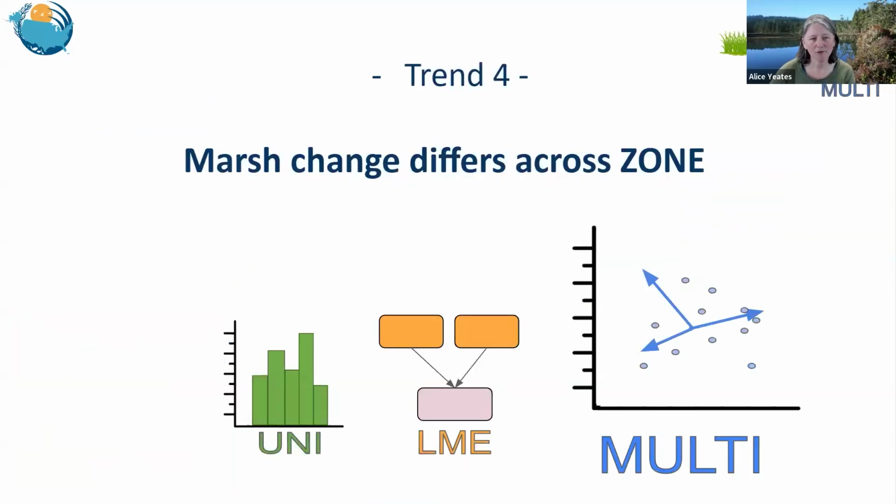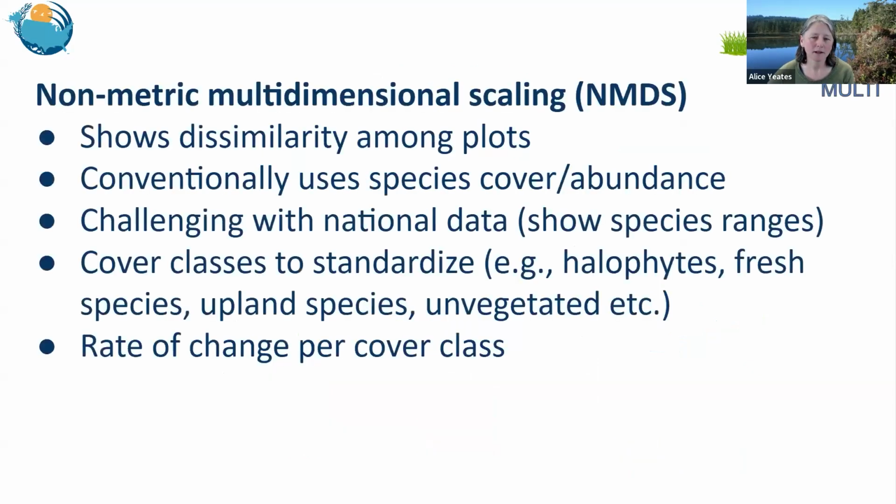So then trend number 4 is marsh change differs across zones. And we're going to talk about multivariate analysis here. So next. So we use non-metric multidimensional scaling. And so this shows dissimilarity between our plots. Sorry about all the text. I'm going to show you some visuals in a moment.